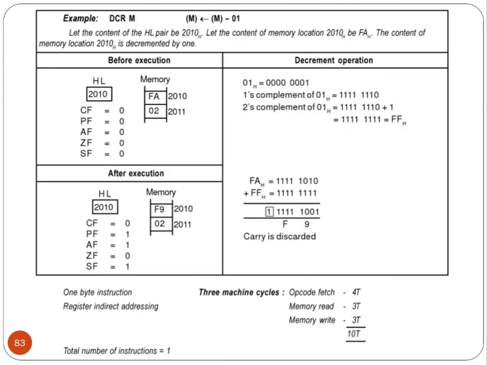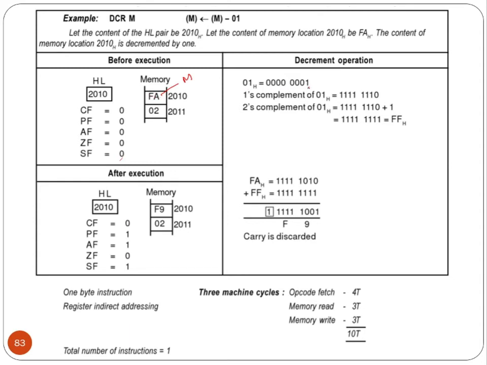Let's see one example in DCR M. Initially, assume the HL pair is pointing to location 2010, that is, the content of H is 20 and the content of L is 10. In that location the content is M, that is, M represents FA. Assume all flag statuses are zeros. Here we need to perform subtraction on this content, that is, from FA we need to subtract 1, and replace the content of that location with the result obtained after subtraction.